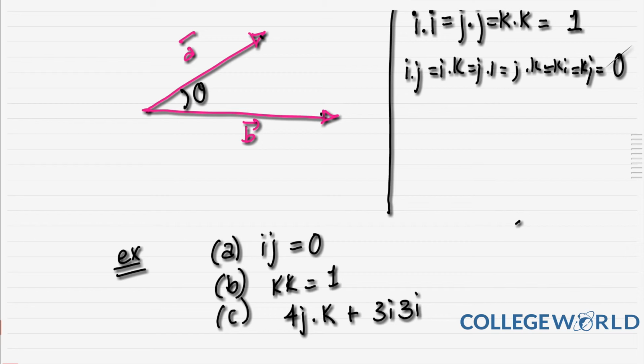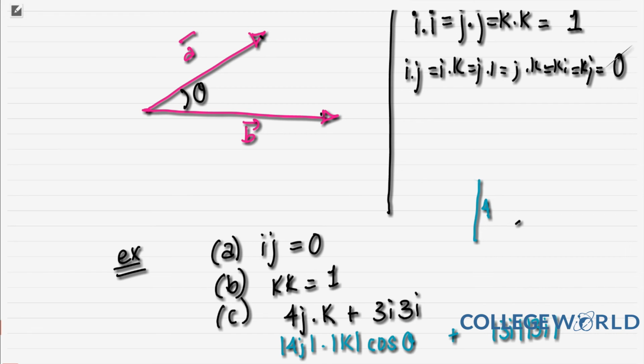What you're going to do here is just apply the rule. You know that the magnitude of 4j is going to be 4 because it basically goes up 4 units, so there's only a j component. So your magnitude of 4j times your magnitude of k times cosine theta, plus the magnitude of 3i times the magnitude of 3i times cosine alpha. And because you know these are parallel, this is going to be 1, and because these are perpendicular, this is going to be 0.